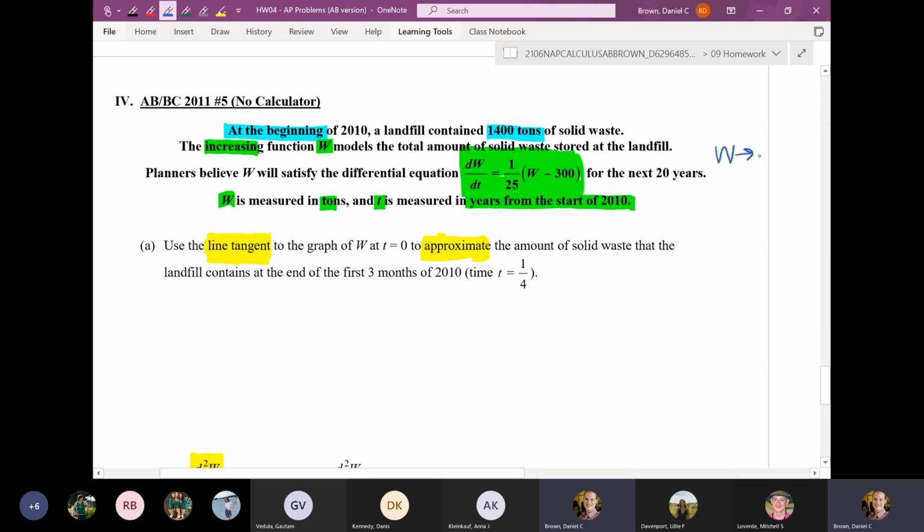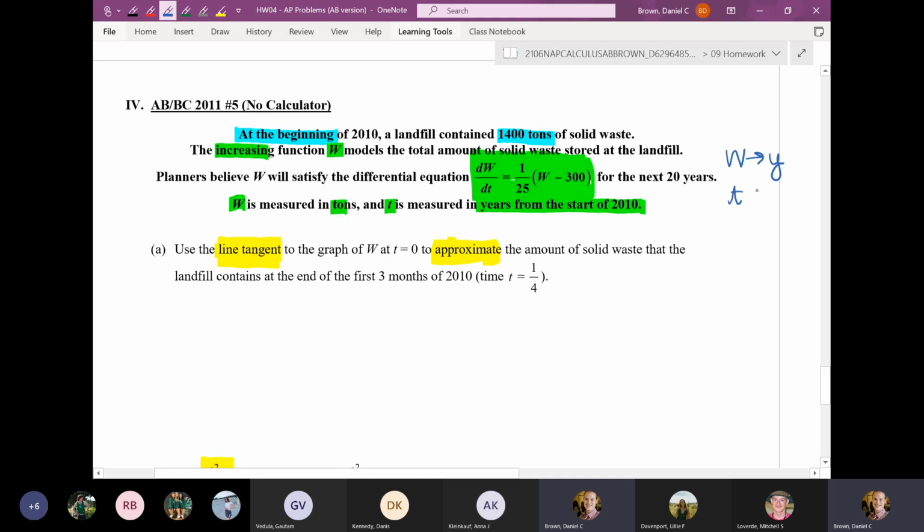If it helps you think about it, basically W is acting as the y coordinate and T is acting as the x coordinate. And if T is measured in years from the start of 2010, then basically T equals 0 is going to be that year 2010. So let's go ahead and look at this question.